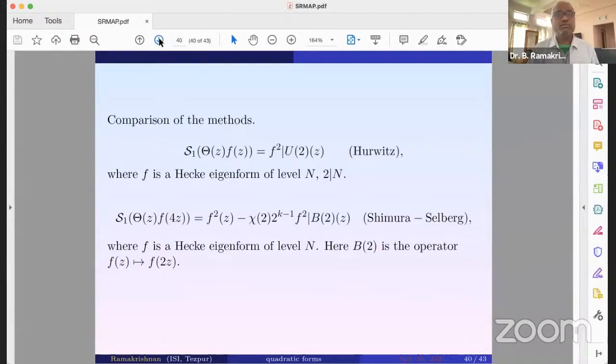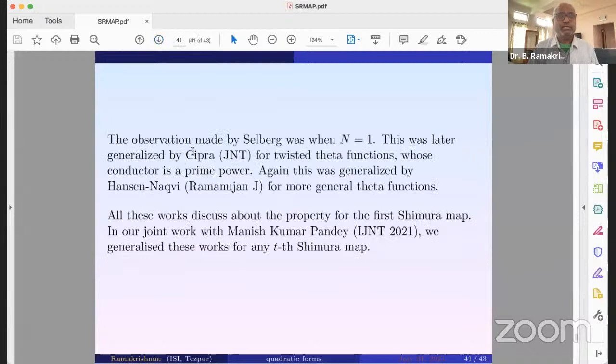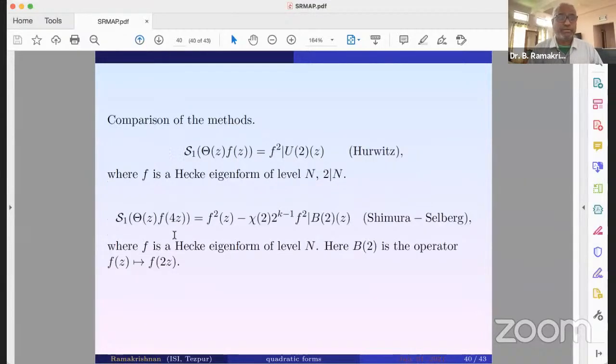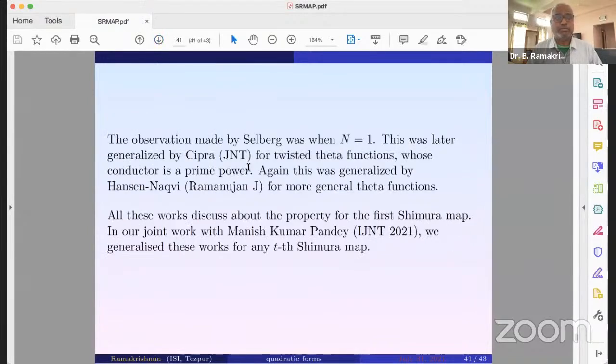Okay, and two more slides are there. The observation made by Selberg was when n equals 1. This is what I am talking about with my work with Manish. So n equals 1. This was later generalized by Shimura for twisted theta functions. So what Selberg did was for f(4z) times theta. If you extend this theta to generalized theta functions, that was done by Shimura, where the conductor is a prime power. That's the result of Shimura in '89.